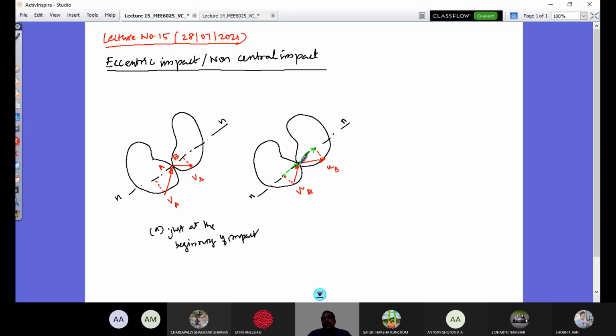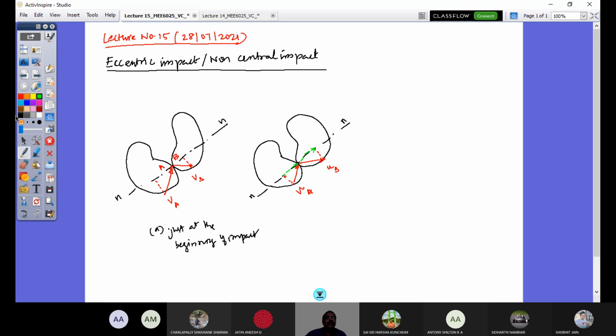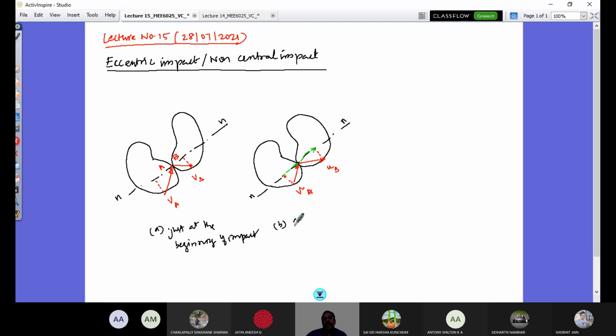Vertical component means it is along the tangent plane of impact. That is not necessarily the same, but you see the length of this vector, which is along NN, is of the same magnitude, right? And this is what is at the end of the deformation period. So this figure is at the end of the deformation period.